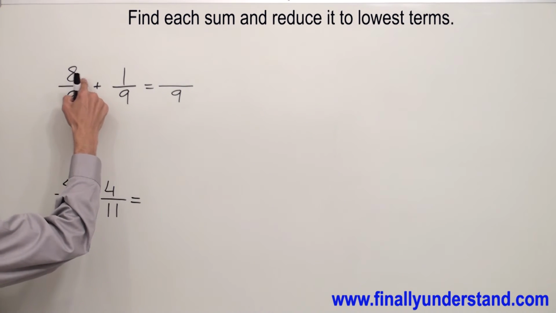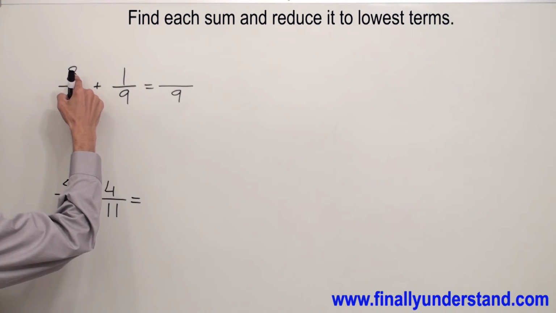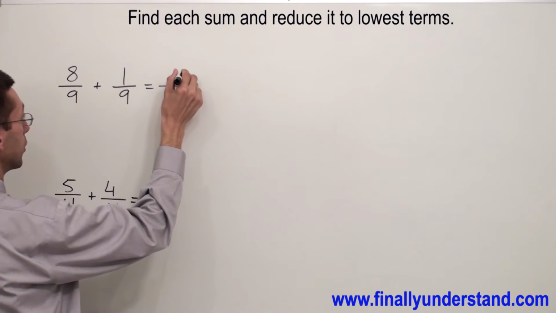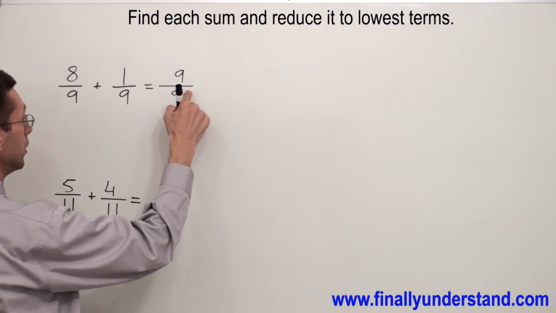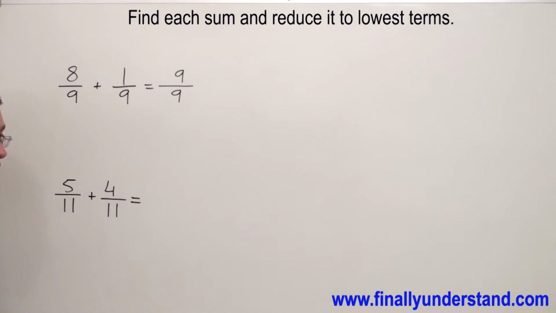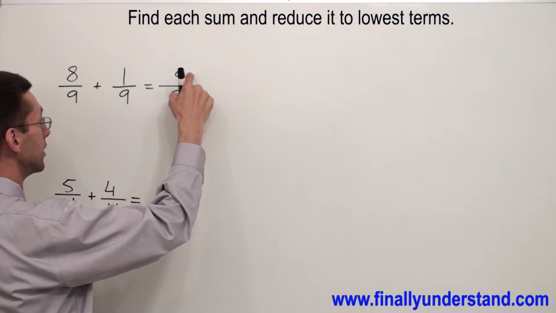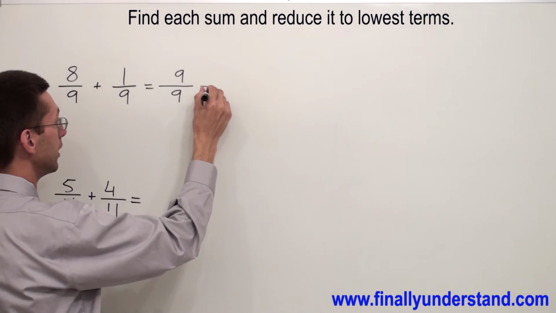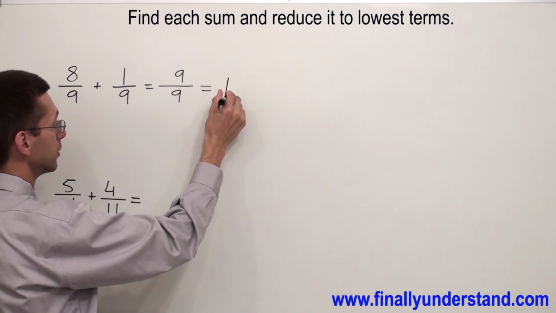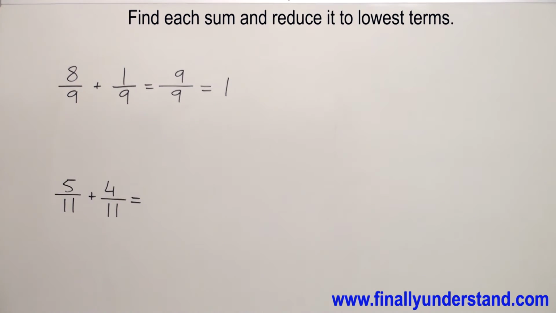We can add numerators. I have 8 plus 1, which is equal to 9. Remember, the fraction bar represents division. So in other words, this is nothing else, just 9 divided by 9. 9 divided by 9 is 1. So this is the answer for this problem.